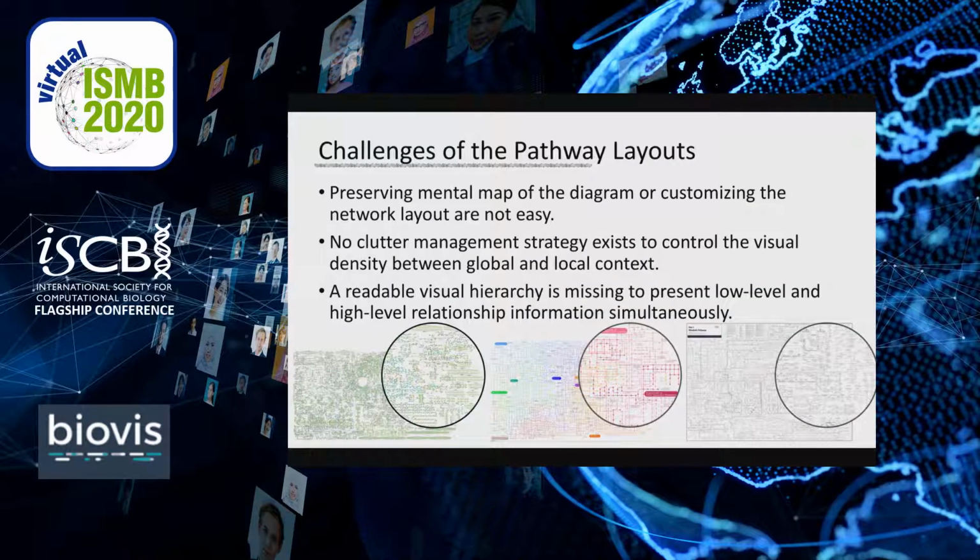This is because several challenges remain, and thus the problem cannot be easily solved by the machine. For example, preserving the mental map of the diagram or customizing the network are not easy. To the best of our knowledge, no good clutter management strategy exists. A readable visual hierarchy is also missing to present low-level and high-level relationships.